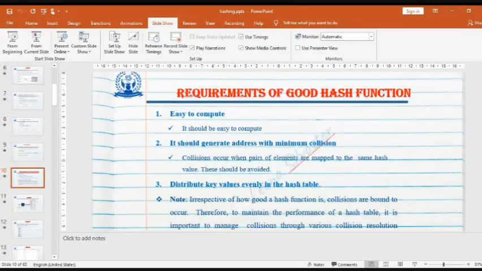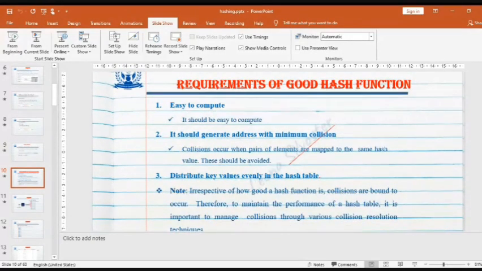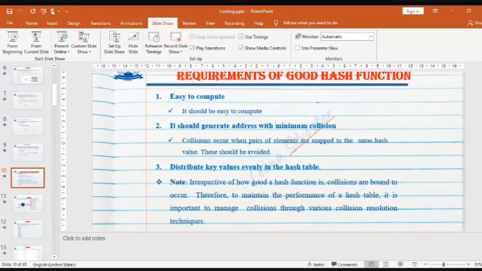These are the requirements. This is a very important question: what are the requirements of a hash function? What are the conditions for a perfect hash function? First, it should be easy to compute. Next, it should generate addresses with minimum collision. Collision means more than one element is mapped to a particular index, so it should avoid collision. And the third requirement is that we have to distribute key values evenly in the hash table.